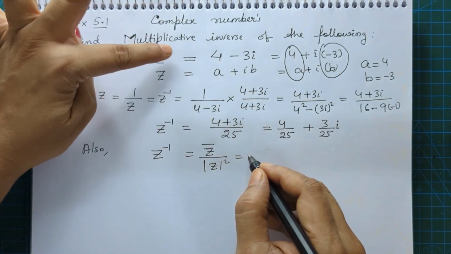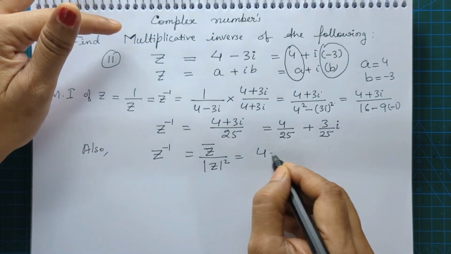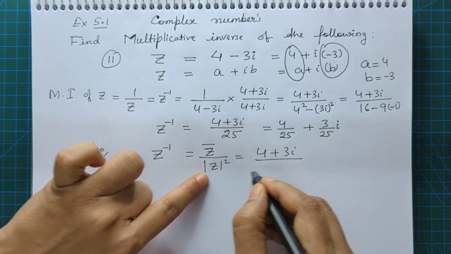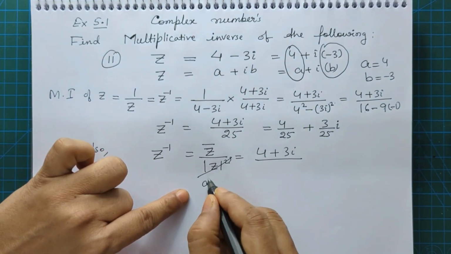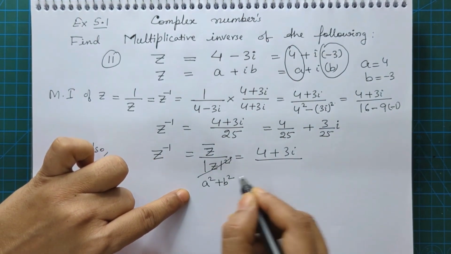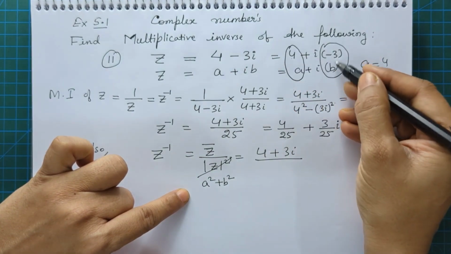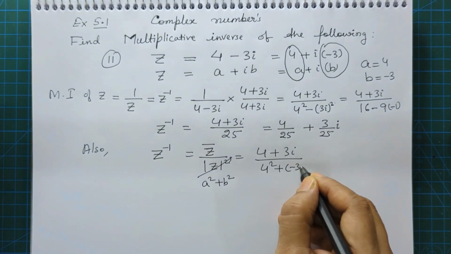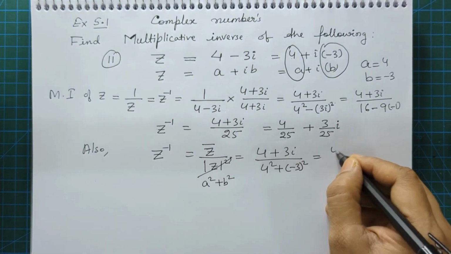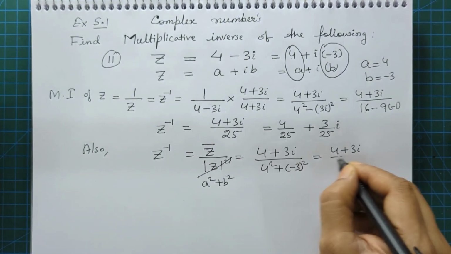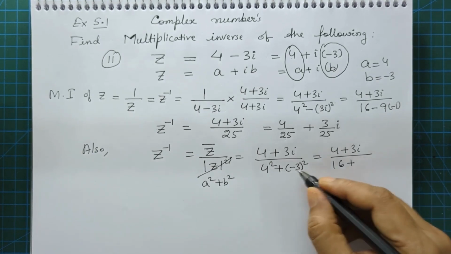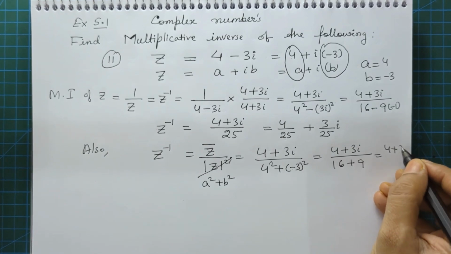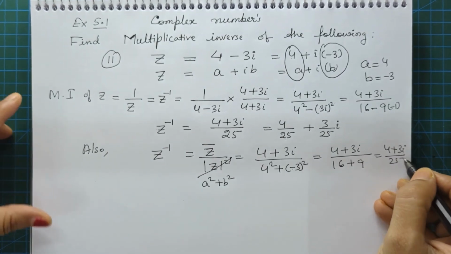Conjugate of the complex number is 4 plus 3i. Mod z square is a square plus b square. A is 4, b is negative 3. So 4 square plus negative 3 square. So 4 plus 3i by 16 plus, negative square is positive, 3 square is 9. So ultimately 4 plus 3i by 25.